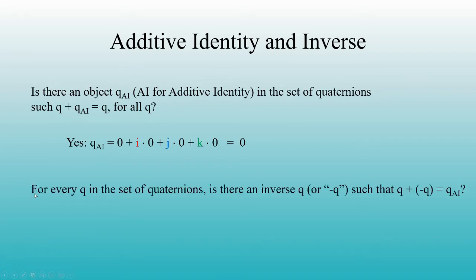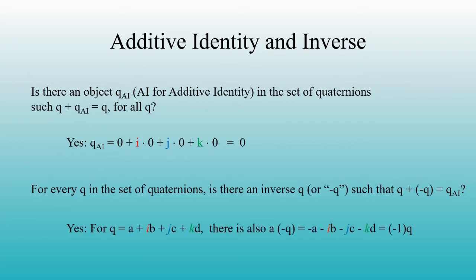What about an additive inverse? For every Q in the set of quaternions, is there also an inverse of that Q? Let's call it minus Q to simplify life, such that Q plus minus Q equals the additive identity. Sure, it's -1 times Q.